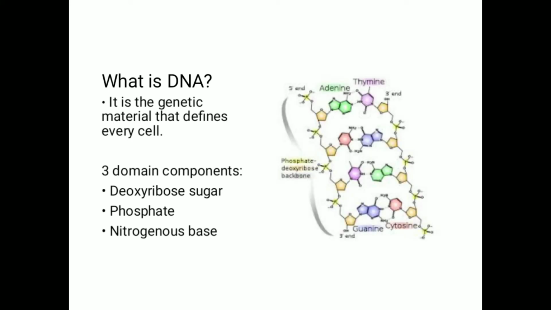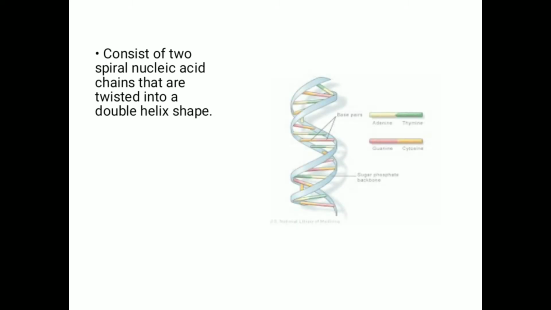Deoxyribose sugar and phosphate serve as the backbone of the DNA, which can be seen here and here, while the nitrogenous bases can be seen here and here. DNA consists of two spiral nucleic acid chains that are twisted into a double helix shape, just like in the figure shown.